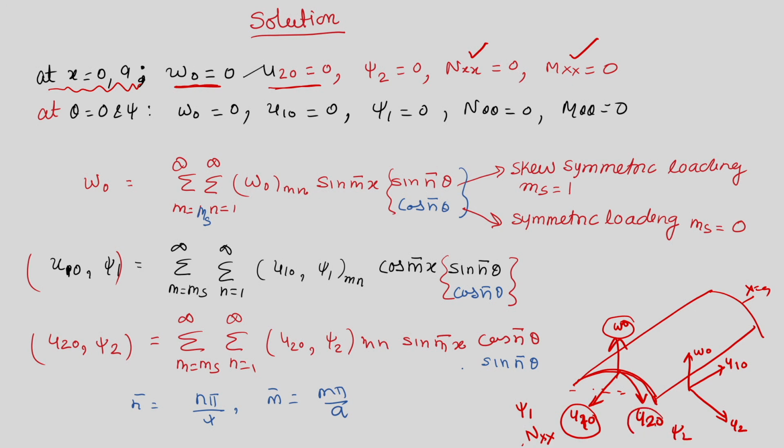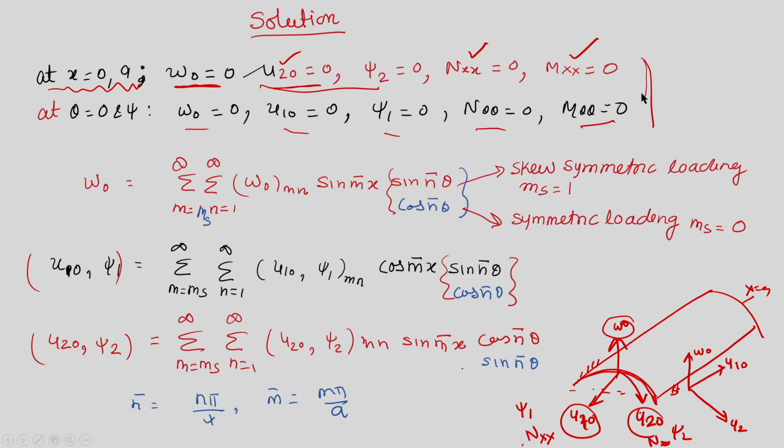So, here instead of N x theta, u2 0 is longitudinal. If we do so, that u2 is 0, psi 2 is 0 and W naught, then only can we assume the solution in a Fourier series, otherwise we cannot get the solution. So, this is the hard simply supported condition, and then theta equal to 0 and theta equal to psi, there you have to simply support it. So, W, u10, psi 1 and N theta theta and M theta theta.